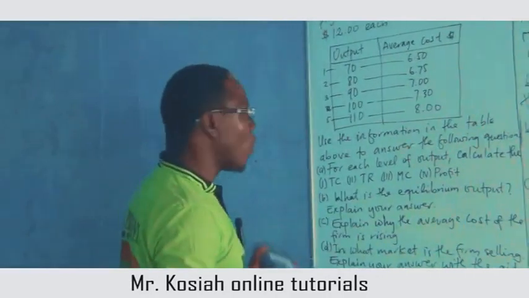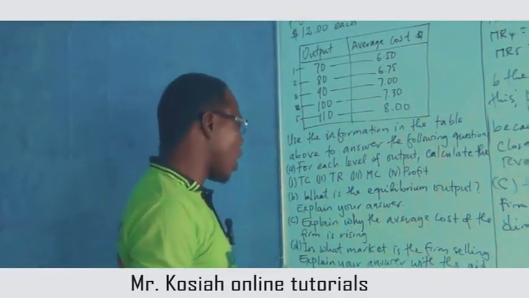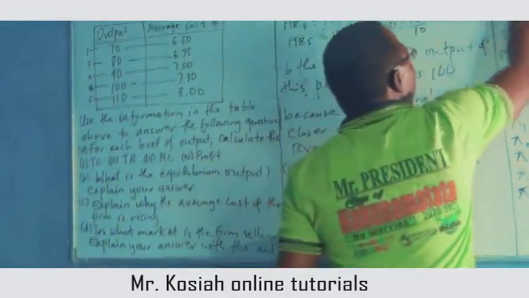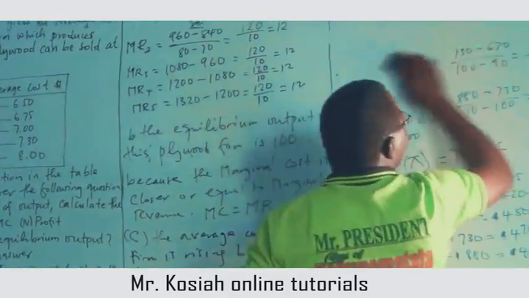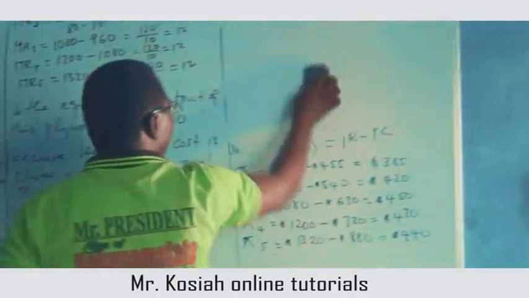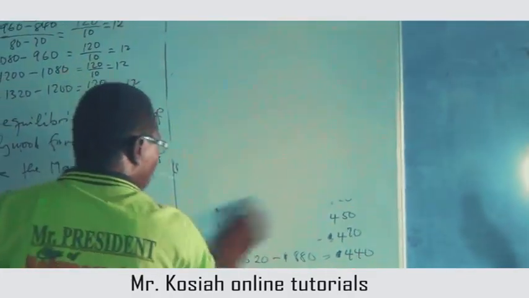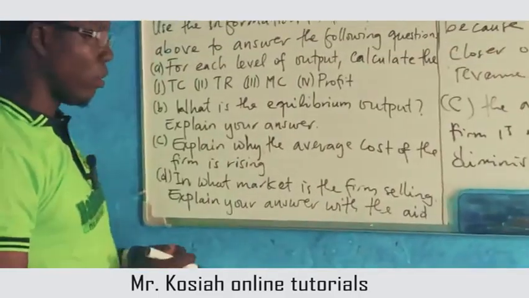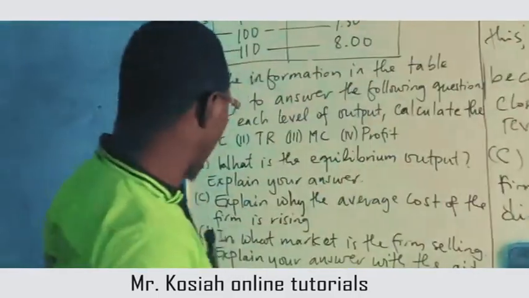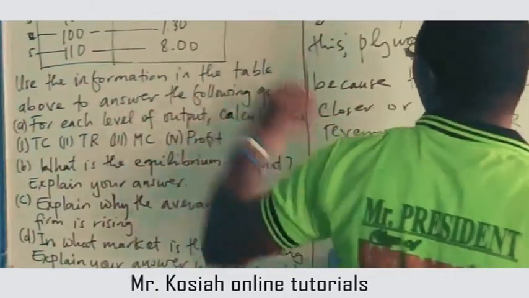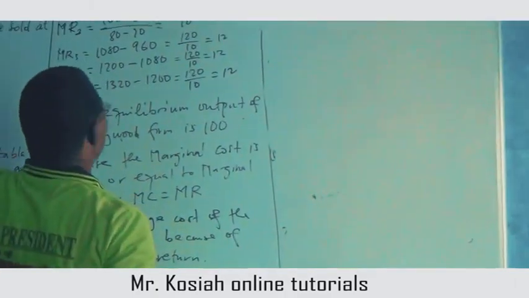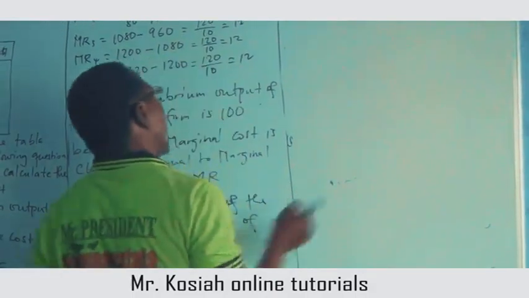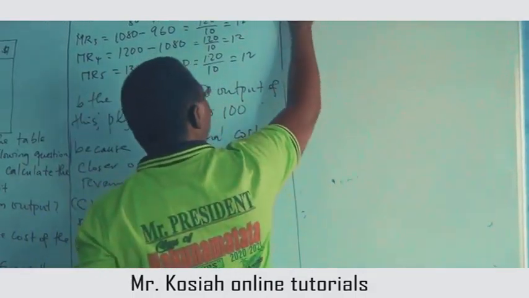Now we come to one of the interesting questions that was asked. So we are going to look at that question critically, which is the D part of the question. Let's erase this star because we're no longer using this information. So now let's see what they are saying. They say, in what market is the firm selling? Of course, the firm is selling only one thing here. So if the firm is selling one item, it means what? It is a perfect market.